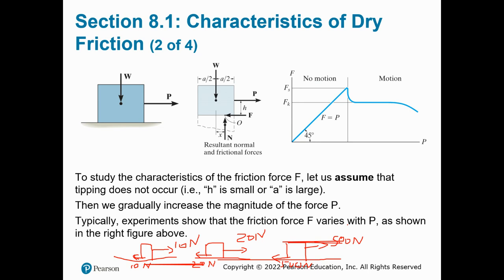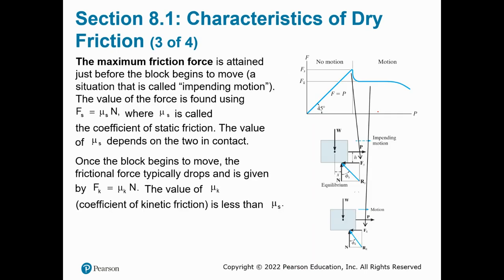As long as it's not moving, the more you increase the force that you push, the more friction you see. Friction only changes the moment it actually starts moving. So if it's not moving, the friction force will be equal to the amount of force in the opposite direction. The maximum friction force is attained just before the block begins to move. That's what I mean: when it's not moving, the friction keeps increasing, up to the maximum just right before it moves. We call that situation the impending motion.